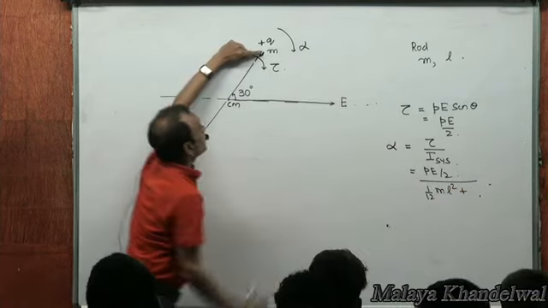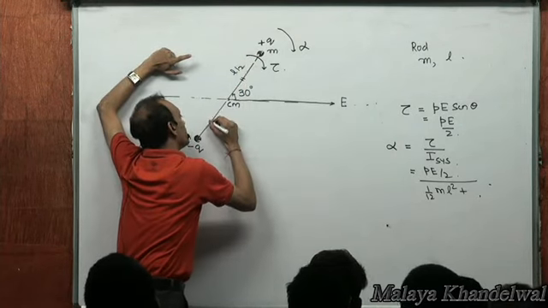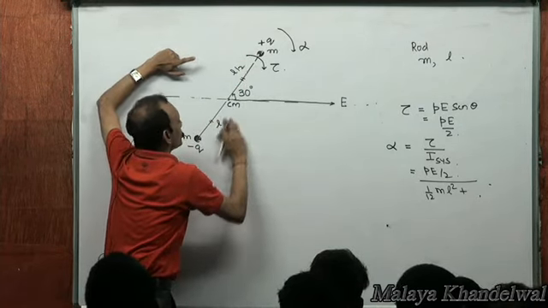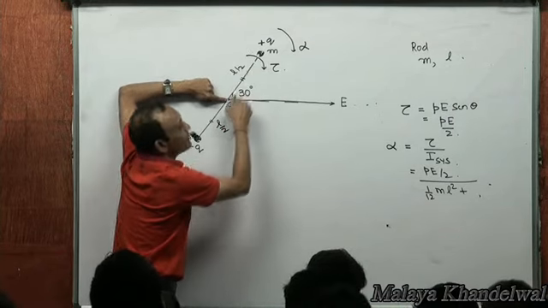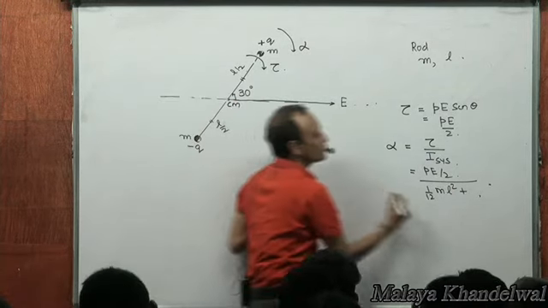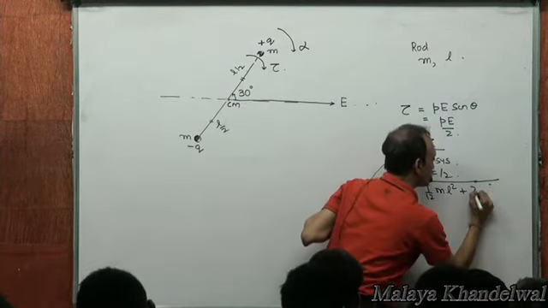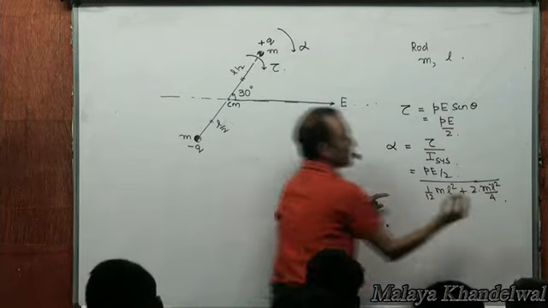Now, the particles, this is L by 2. The moment of inertia of this mass m about this is going to be m into L squared by 4. So, 2 into mL squared by 4. Yes or no? L by 2 whole squared.